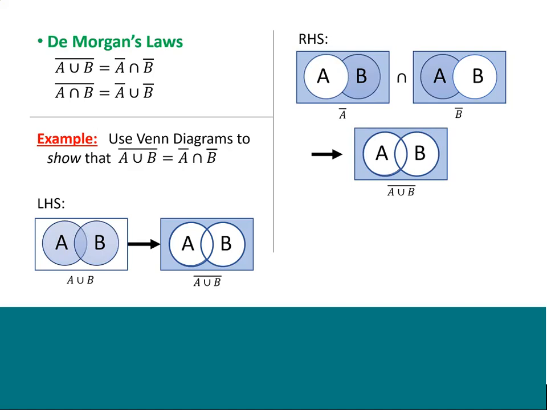You're not allowed to have anything in A. You're not allowed to have anything in B. So the only thing that's going to be in common between A complement and B complement is going to be the shaded outside part. And there was a typo I'd forgotten to fix. So this would be the complement of A intersect the complement of B.